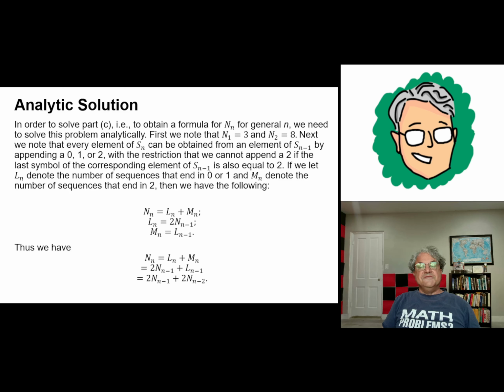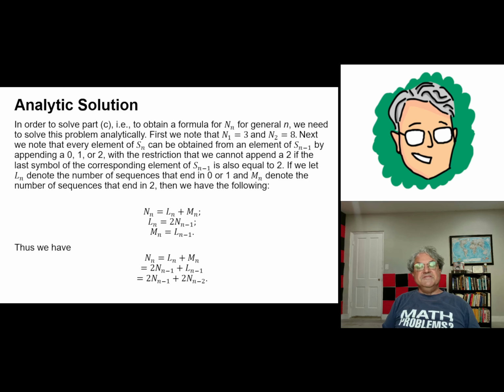But another thing you'll notice, L sub n is equal to 2 N sub n minus 1. Why is that true? Because every sequence that ends in 0 or 1, you can get from an arbitrary string of length n minus 1 and add either a 0 or 1. So you just double the number of strings of length n minus 1 because you're adding either a 0 or 1 to the end. So you have 2 N sub n minus 1 strings of length n that end in 0 or 1. That's what I was calling L sub n. Therefore, L sub n is 2 N sub n minus 1.